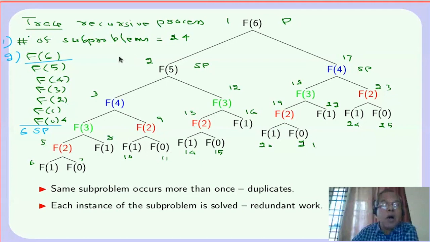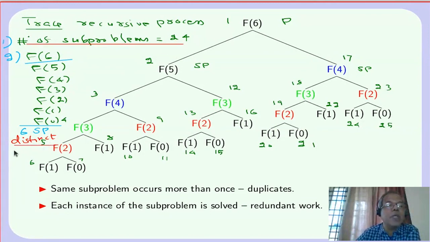If we count all duplicate subproblems as 1, all F5s counted as 1, all F4s counted as 1, all F3s counted as 1, all F2s counted as 1, all F1s counted as 1, then we have only 6 distinct subproblems. So I may say the number of subproblems is 24, but the number of distinct subproblems is only 6.